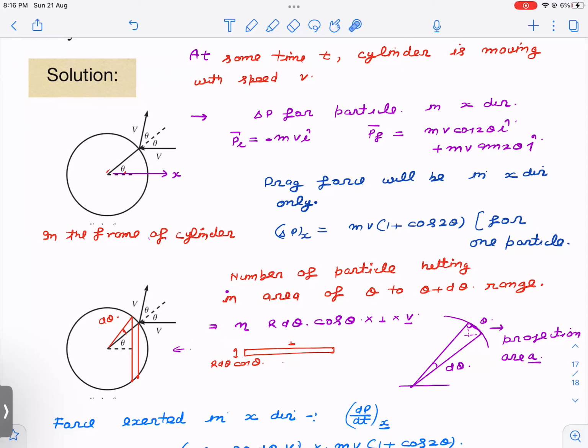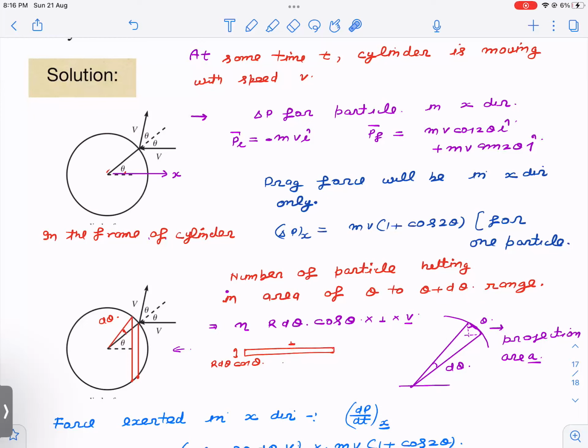But now the point is that this is r d theta. But if you see the area swept by the cylinder in forward direction, for that what length do we have to take? See this diagram now. This is r d theta, but we have to take the projection area, right? So that many particles are going to be swept by the cylinder. So this is r d theta cos theta. This angle is theta, and this is 1, right? So this is the area.